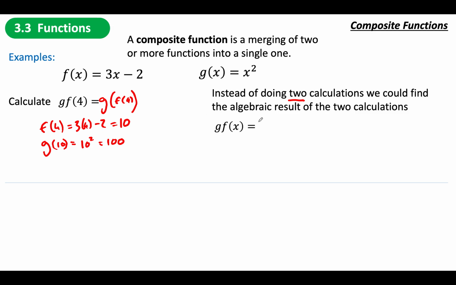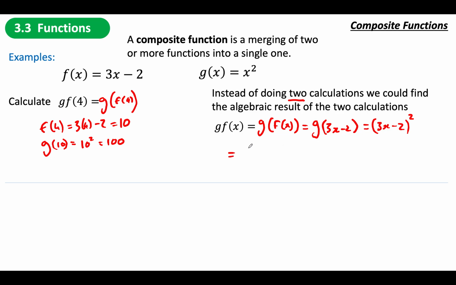So g of f of x will be g of f of x, like that. We're going to put in the actual function of f of x, which is 3x take away 2. We're going to put that into g. Now g is x squared. So this will be that algebraic expression, 3x minus 2, squared, because that's what the function of g is. You square whatever's in the bracket there.